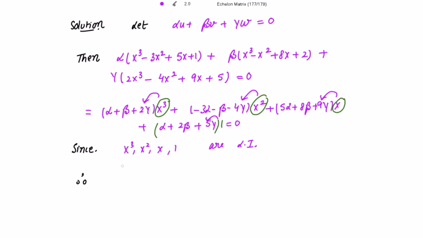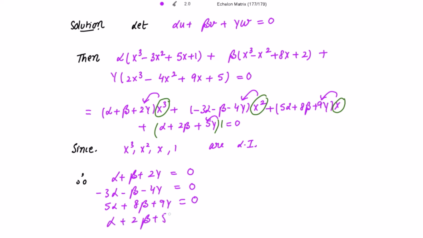So writing the scalars, alpha plus beta plus twice gamma should be equal to 0. Minus 3 alpha minus beta minus 4 gamma is equal to 0. And 5 alpha plus 8 beta plus 9 gamma is equal to 0. And at last, alpha plus twice beta plus 5 gamma is equal to 0, right?